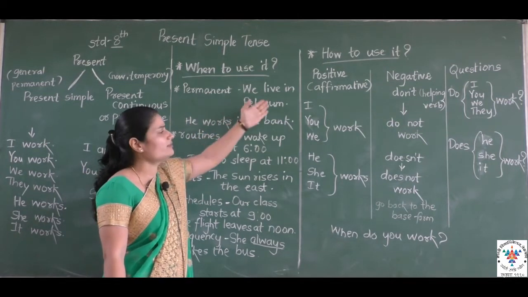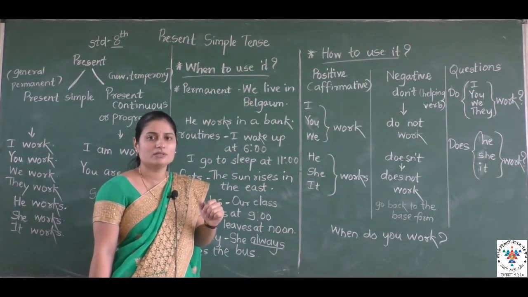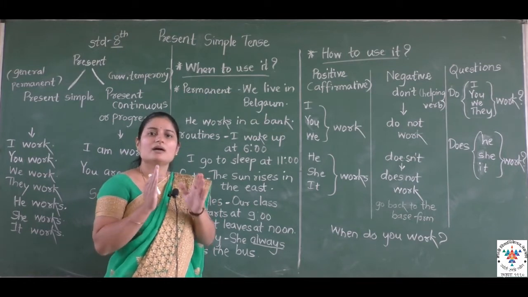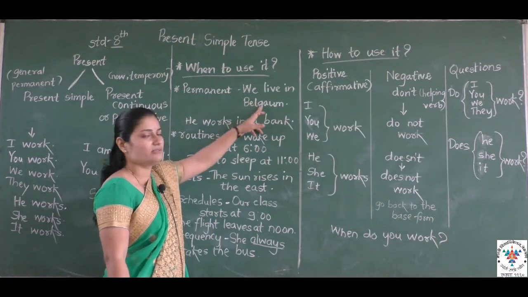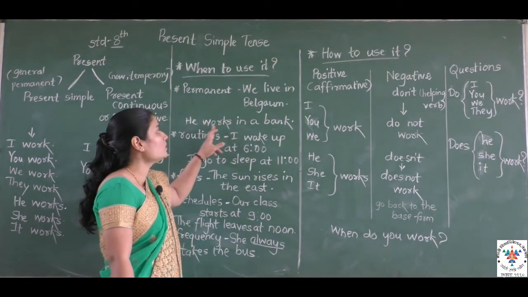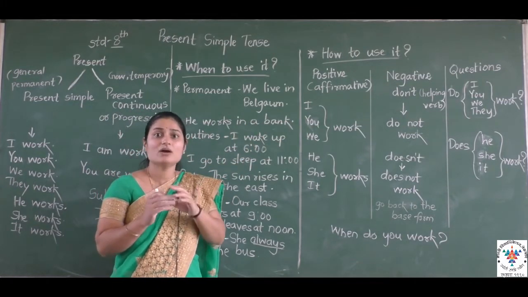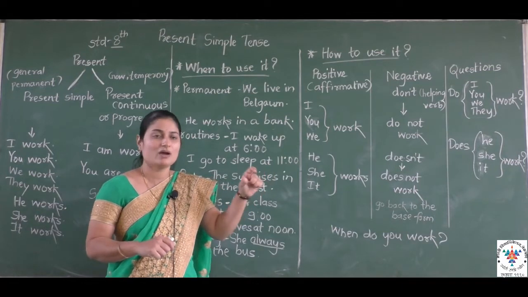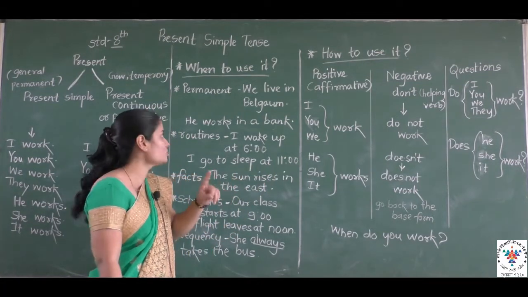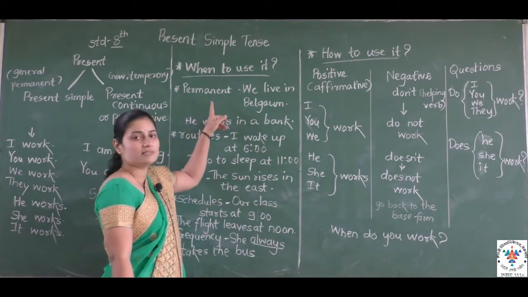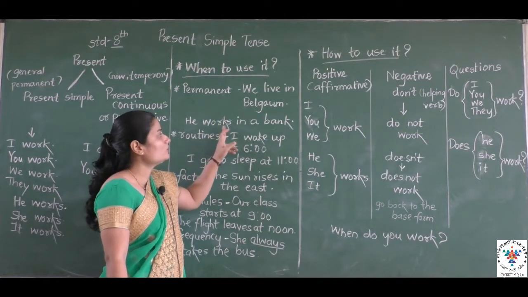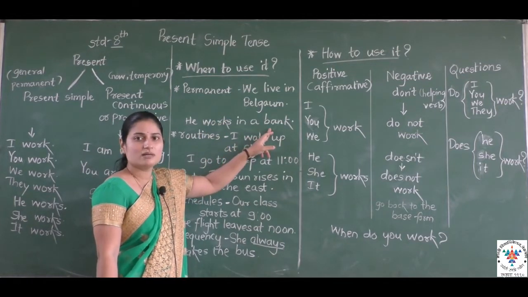For example, we live in Belgaum. For some period it is permanent. Okay, we live in Belgaum. He works in a bank. There is a particular period of time. For that period he works in a bank. So in that situation also you should use present simple tense. He works in a bank.